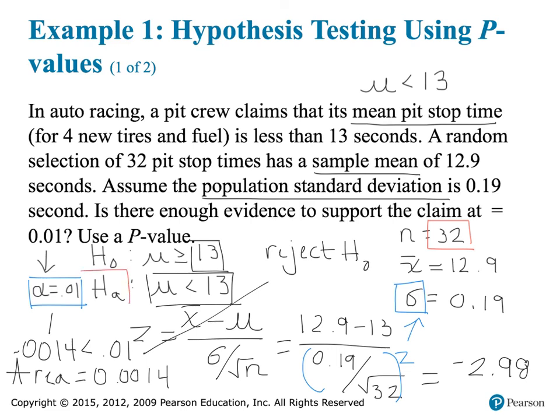Okay? So when we reject the null, we have evidence to say that the alternative is true. So let me say that again. At the 1% level of significance, we have sufficient evidence to conclude that the mean pit stop time is less than 13 seconds.